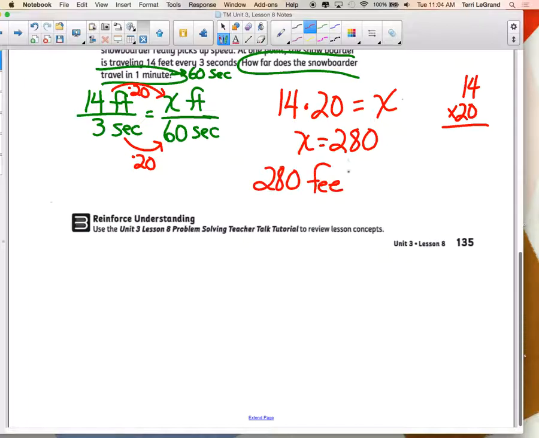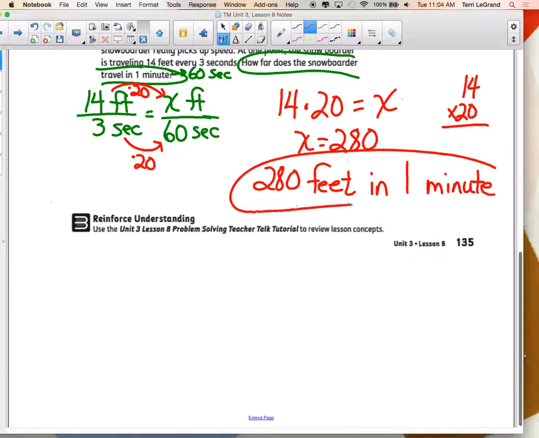Feet, F-E-E-T, in 1 minute. 1 minute, that was the question. How far will the snowboarder travel in 1 minute? 280 feet. Okay. So you're gonna be able to do this on your own now?